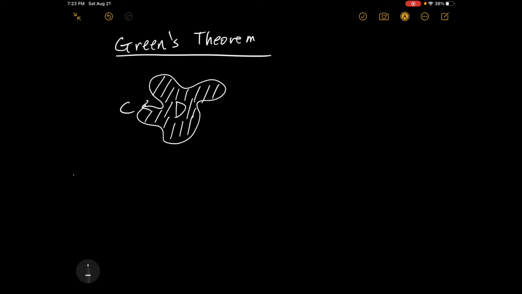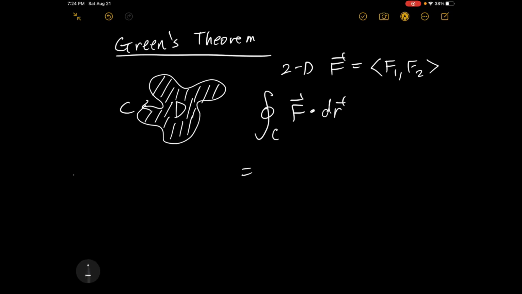Right? And what Green's theorem says is that if I have a 2D vector field F, where F has the scalar components F1 and F2, which are both functions of x and y, then Green's theorem says that the line integral over the closed curve C is equal to the double integral over this 2D region D of the partial derivative of the second component of F with respect to x minus the partial derivative of F1 with respect to y, dA.